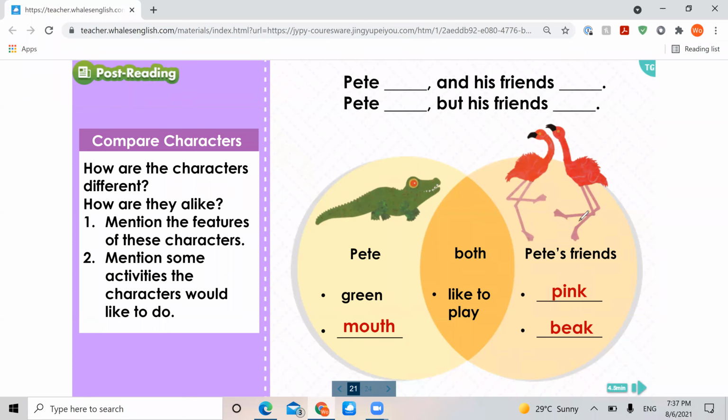That's right. Pete and his friends are alike because they both like to play. How are they different? Great job. Pete is green, but his friends are pink. Pete has a mouth, but his friends have beaks. Great job.